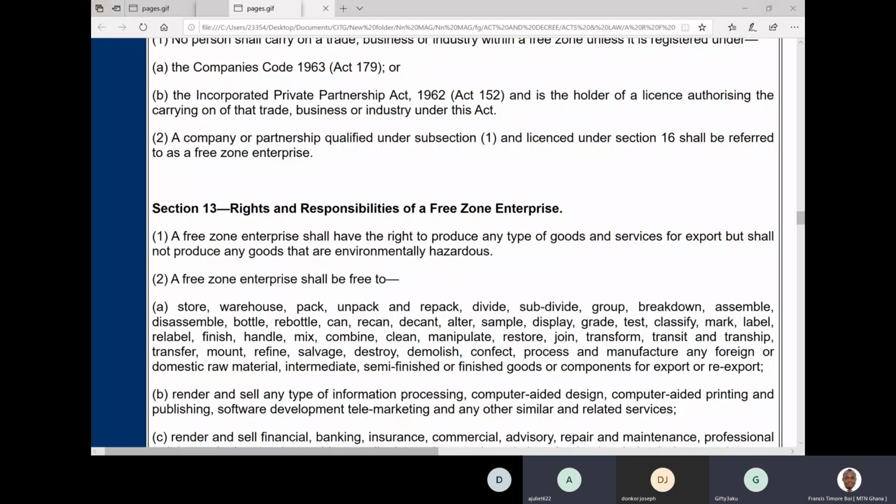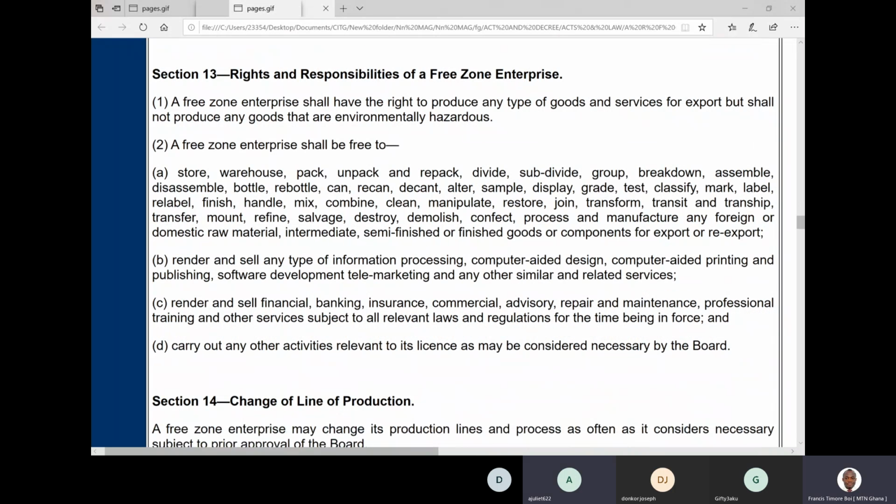So the repackaging that some companies are doing, they may take the raw powder, maybe Nido, repackage it, and then sell it in their own name. Okay.